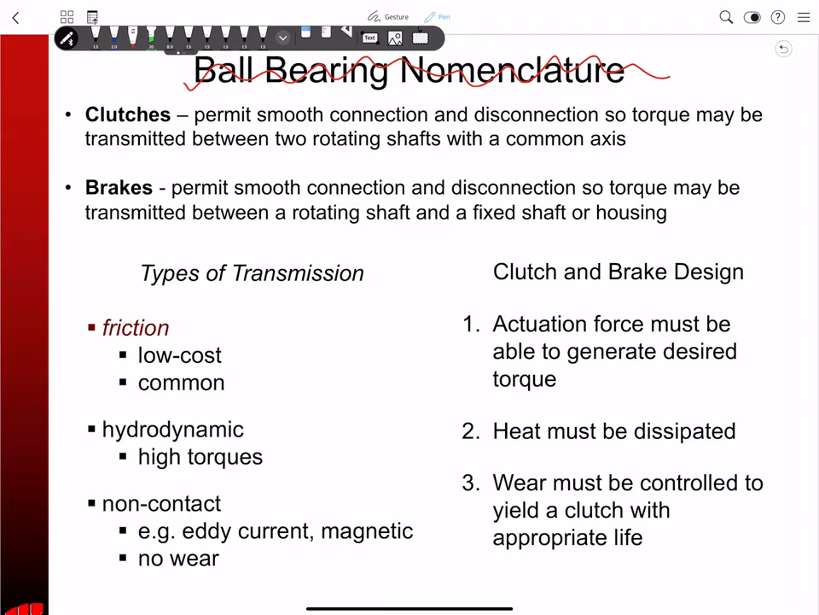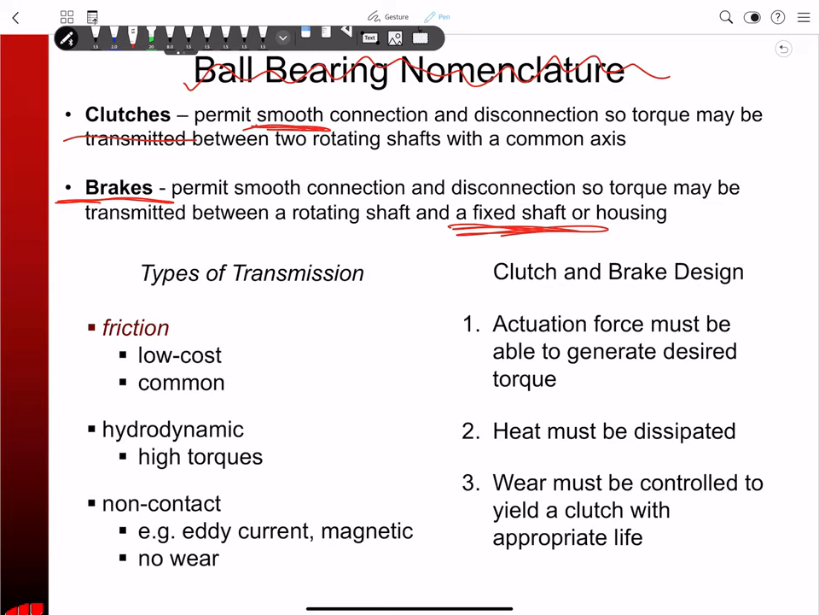We've talked about this. Clutches permit smooth connection and disconnection, so torque may be transmitted between two rotating shafts with a common axis, right? I can't turn a corner with a clutch. Typically they have common axes. Brakes, all right, permit smooth connection and disconnection so that torque may be transmitted between a rotating shaft and a fixed shaft. Right, the key thing there is it's fixed. Hence, the one thing that was rotating will now stop rotating.